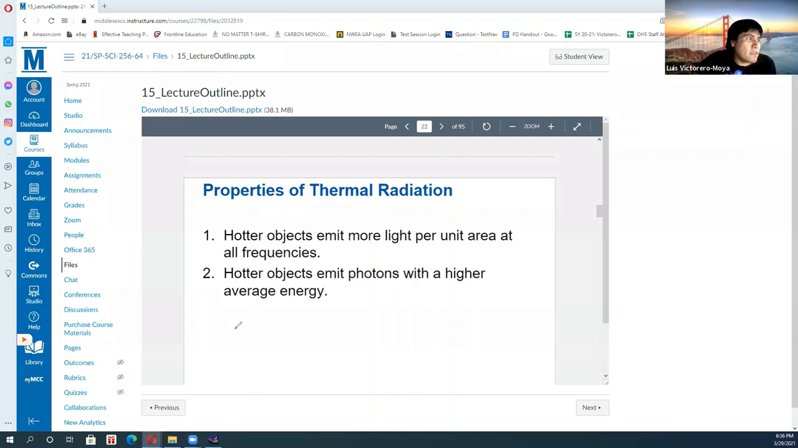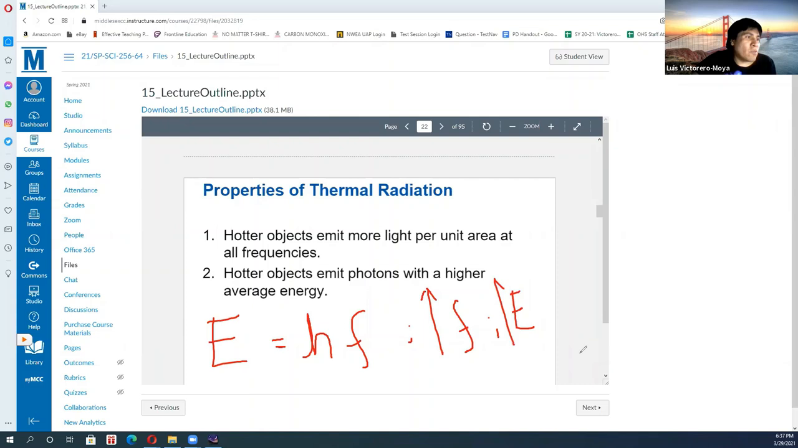Energy of a photon is equal to the Planck constant times the frequency. Right? And we know that the larger the frequency, the more the energy. And what do we know about the wavelength? The shorter the wavelength, which is more to the blue, bluish. Okay.